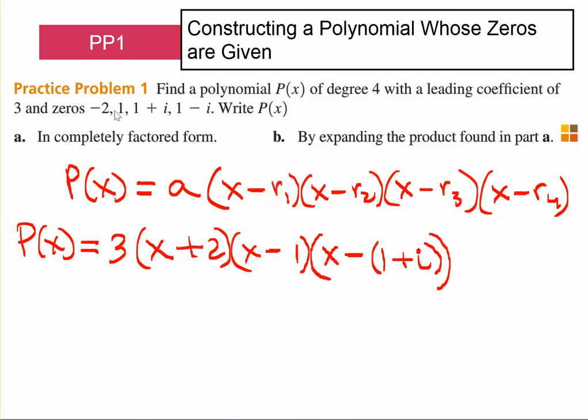Because 1 is a factor, we could have written it as x minus 1, which is the way we wrote it. Okay, next one. Since we know that 1 minus i is a solution, we've got x subtract 1 minus i as a factor.